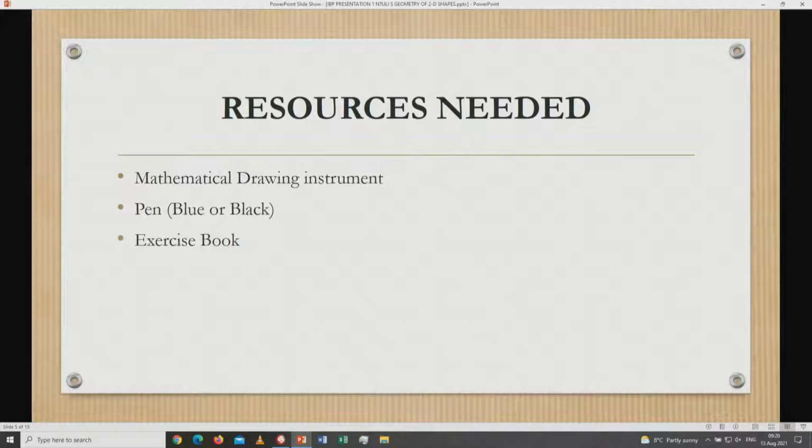And then we need to have our exercise book. Guys, I will encourage that we have a practice book. Whenever we have these sessions, just have a practice book where you will be drafting all the exercises that I'll be giving or taking some notes of the things that I'm touching on.